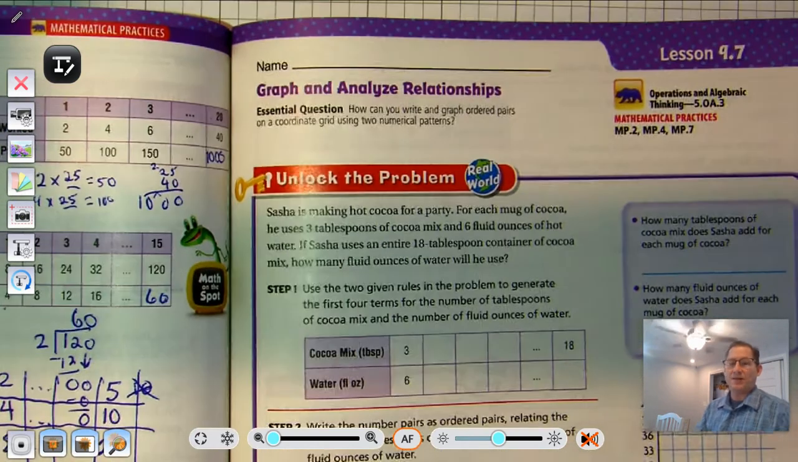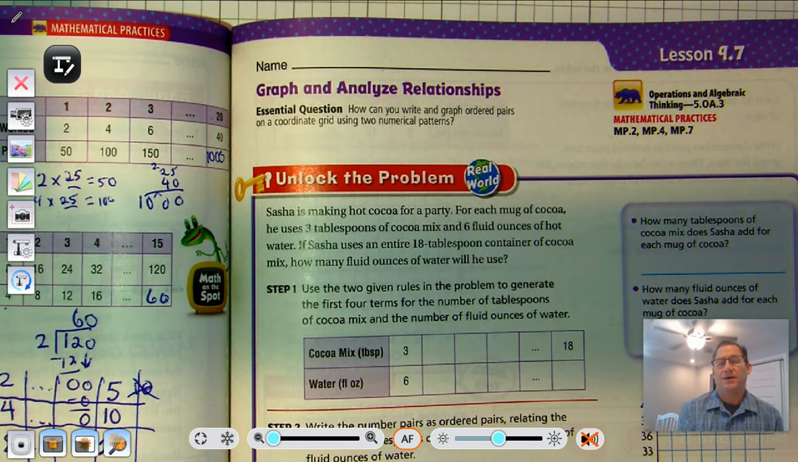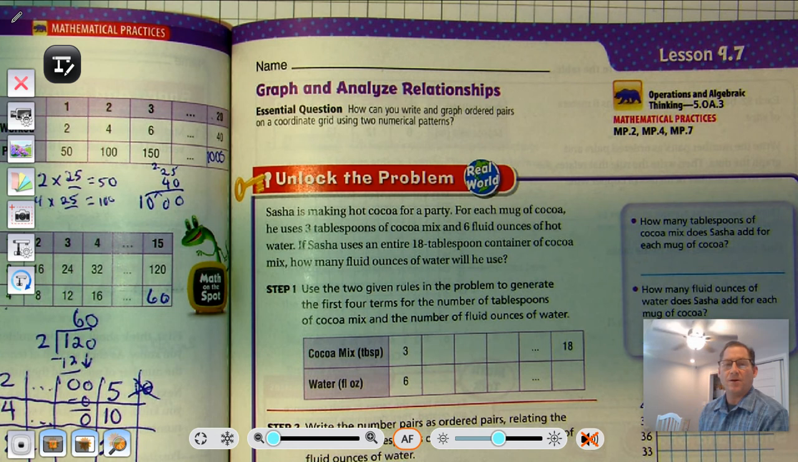Hello, everybody. So today we're going to finish the last lesson of Chapter 9. We're on page 415 of the 5th grade Go Math textbook. And our topic today is graph and analyze relationships. The essential question you should be able to answer at the end of the lesson is, how can you write and graph ordered pairs on a coordinate grid using two numerical patterns?